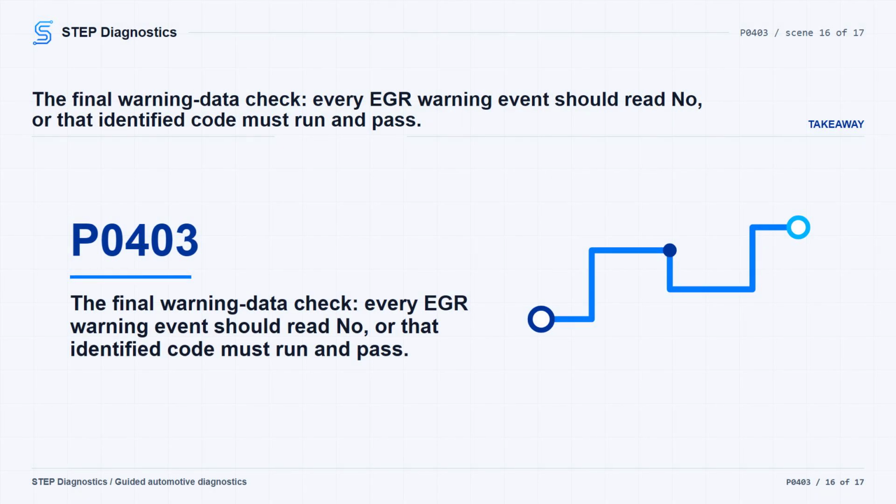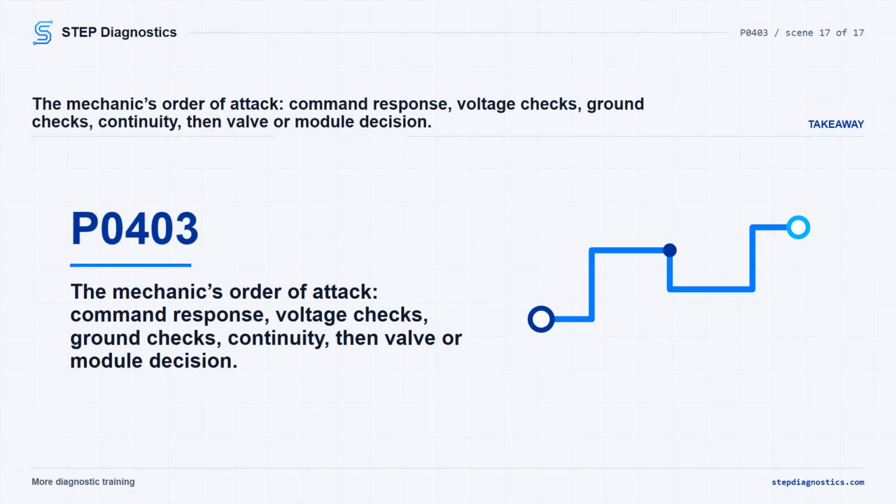There is one more confirmation step for the EGR-related warning data. With the ignition on and the vehicle in service mode, check that all parameters under the EGR system malfunction warning event data display no. If any parameter displays yes, drive or operate the vehicle under the conditions needed for the code identified by that event data to run. That matters because the message or speed limitation may not clear until the responsible fault runs and passes.